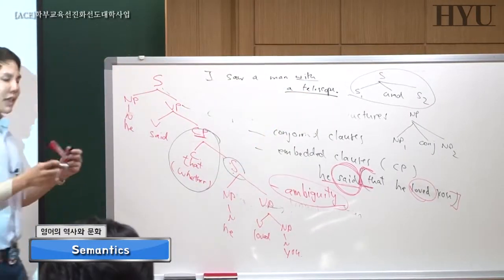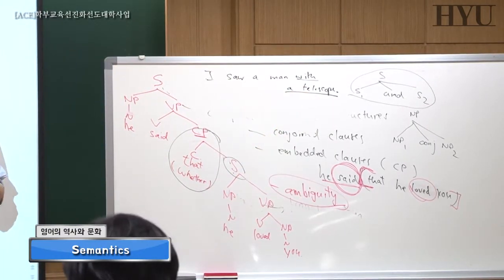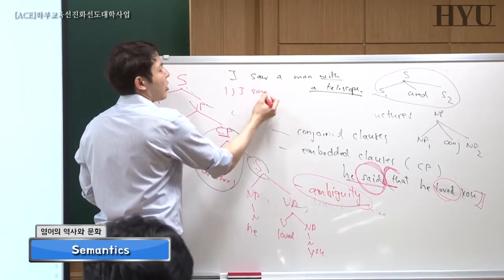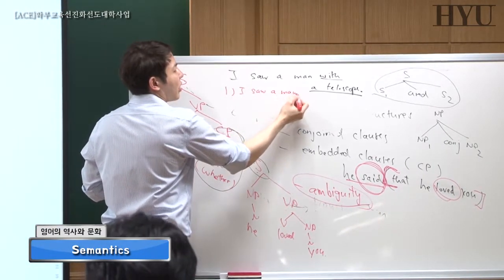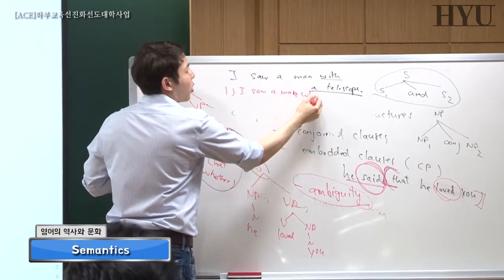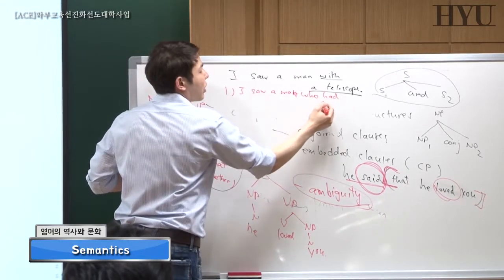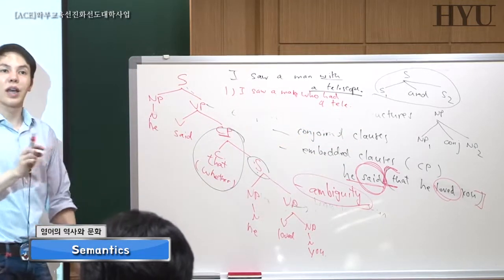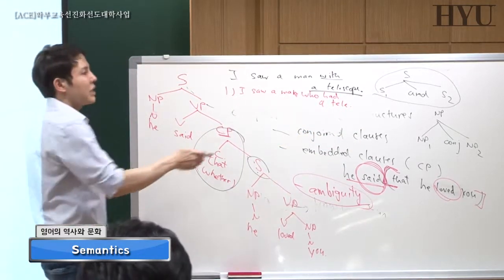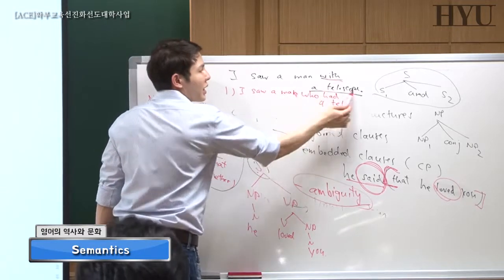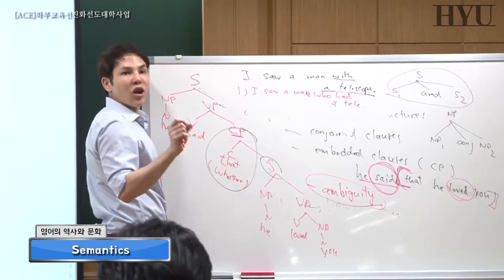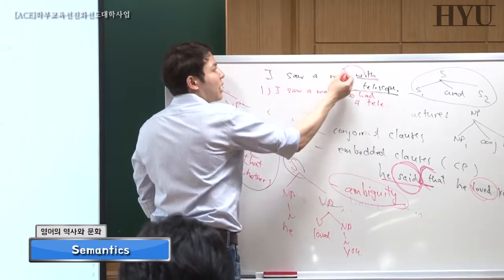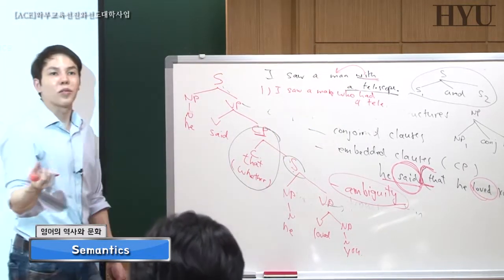I saw a man with a telescope. There are two interpretations. First, I saw a man who had a telescope, right? It's the man who had the telescope. In this case, the "with a telescope" is an adnominal. Remember that term, adnominal prepositional phrase, meaning that it modifies a noun.